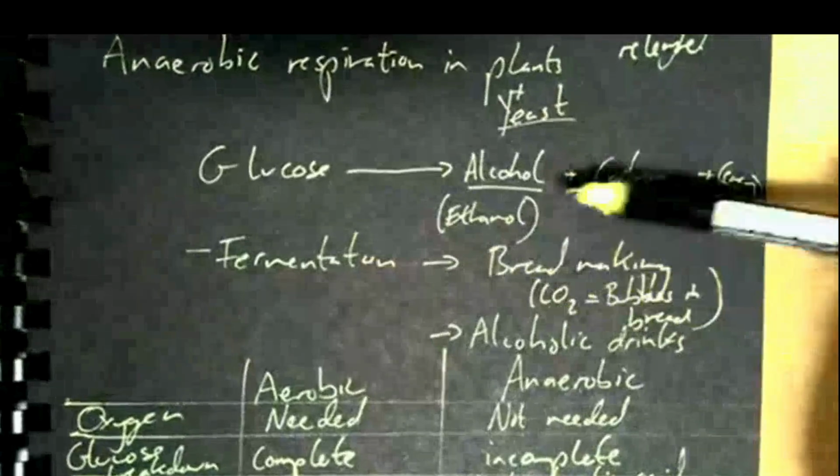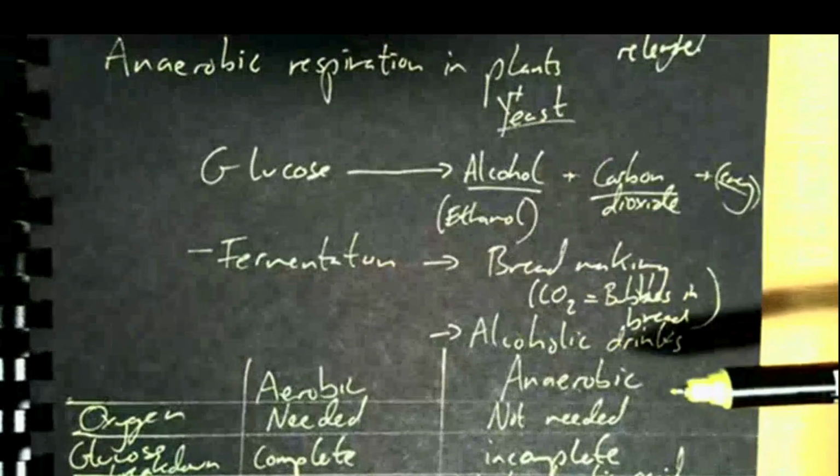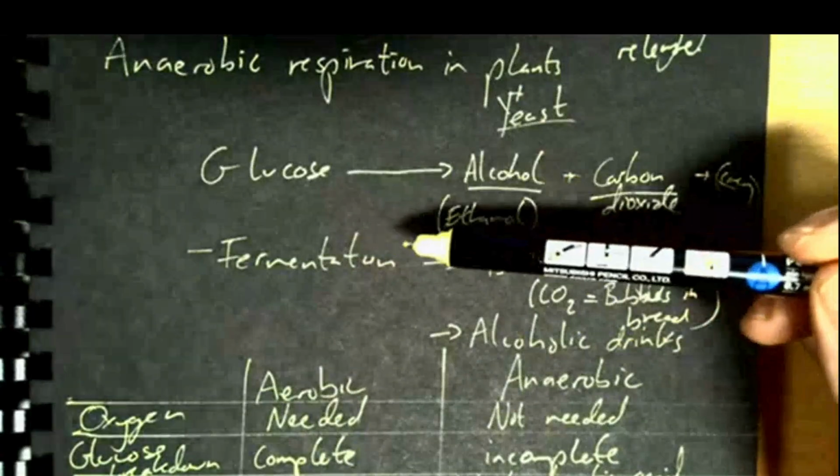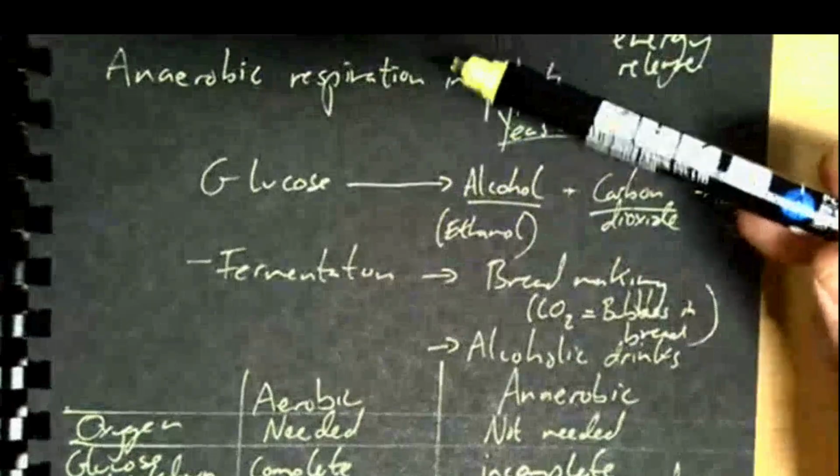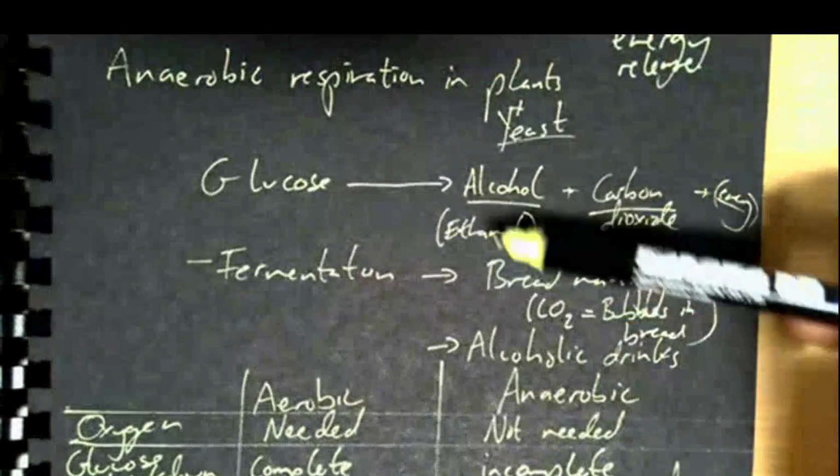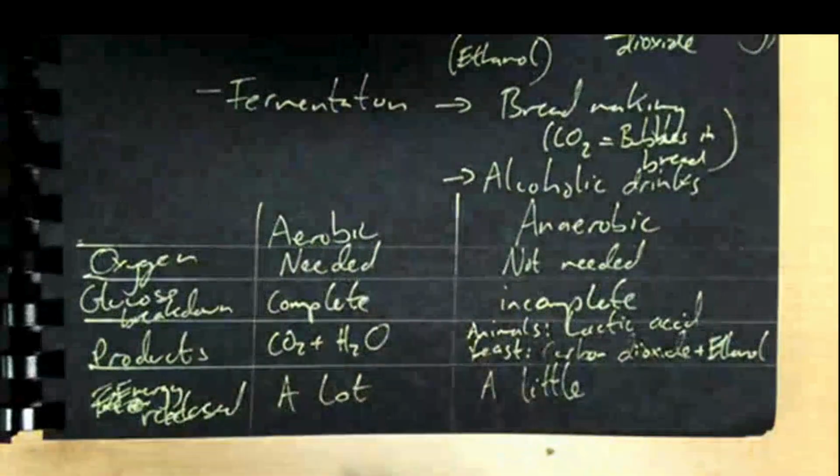We've been making bread that rises for a long time. We've been making alcoholic drinks for a very long time. And we use this natural process of anaerobic respiration of yeast. Glucose goes to ethanol and carbon dioxide. And then a little summary then for us.